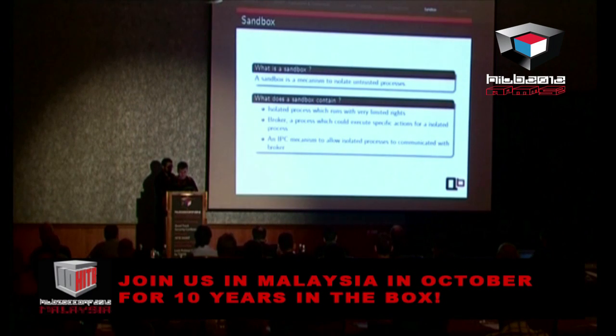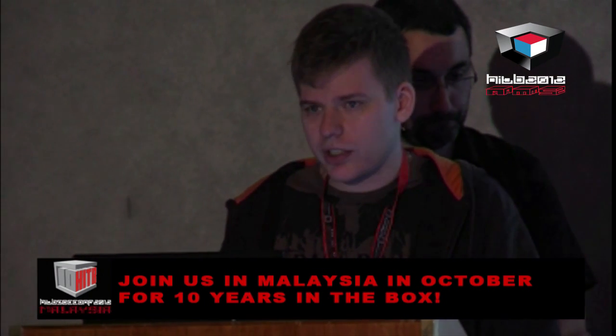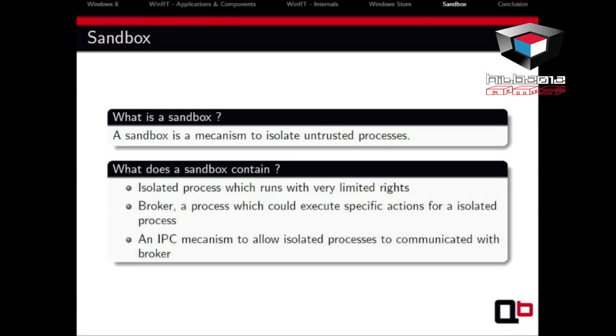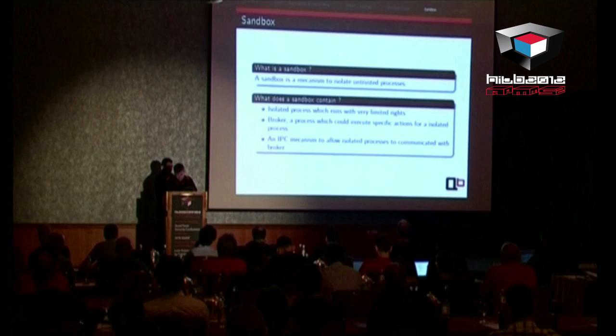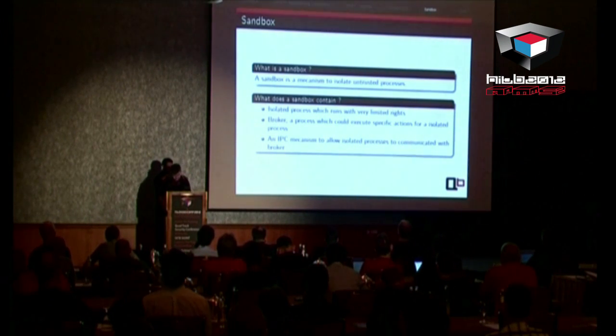Okay, so let's do a brief reminder about what a sandbox is. Basically, it's a mechanism which allows to isolate untrusted processes. Usually, a sandbox contains an isolated process, also known as the sandboxed process, which runs with very limited rights. There is also a broker process, which allows the isolated process to execute specific actions. In the WinRT case, it's capabilities. And finally, we find the IPC mechanism, which allows both the sandboxed process and the broker to communicate.